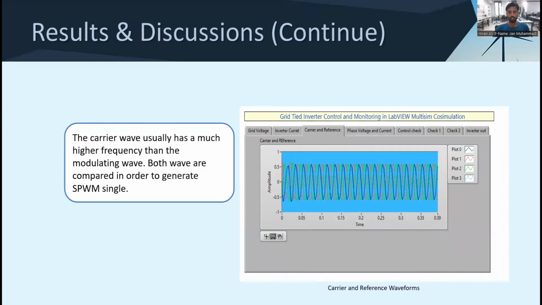This is the comparison technique that we have used. One is a carrier wave, another is a reference wave. Actually, the carrier wave has much higher frequency than the modulating wave. Both waves are compared in order to generate the SPWM signal, which has been given to the generic MOSFETs for switching purpose.